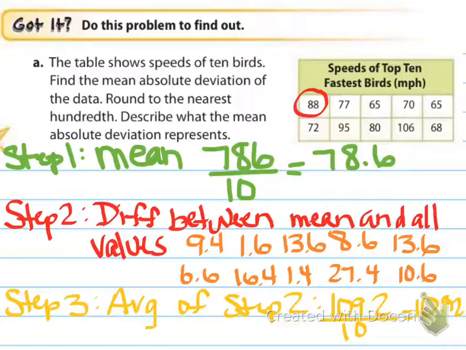All right, so the average of the differences between the mean and the values is 10.92 miles per hour. All right, so this is our final answer, 10.92. A lot of work, I know, but it is what it is.